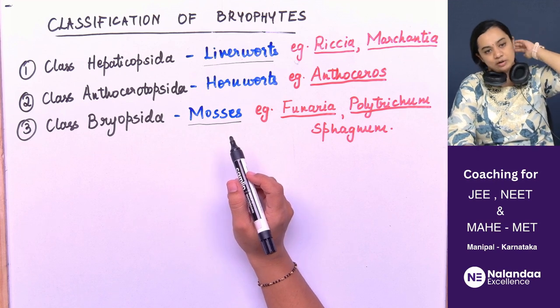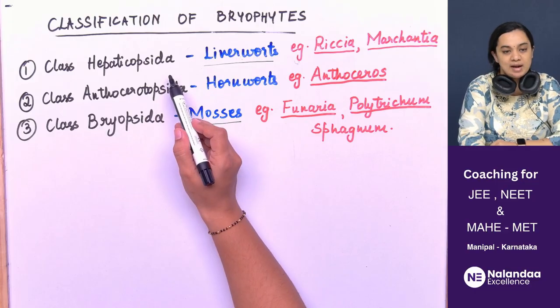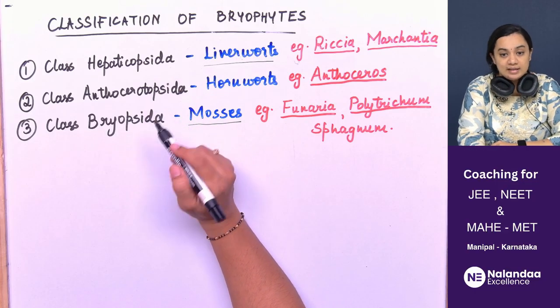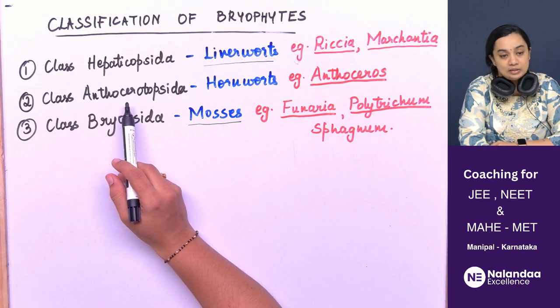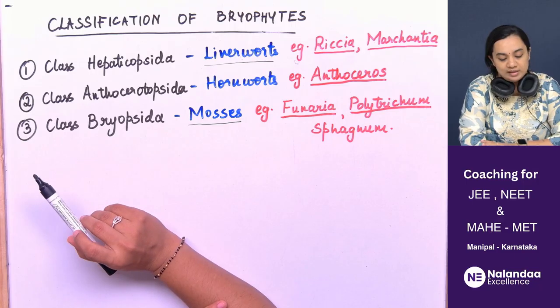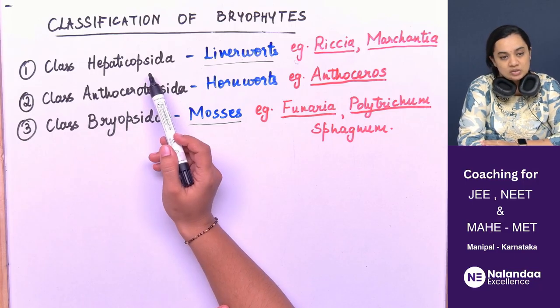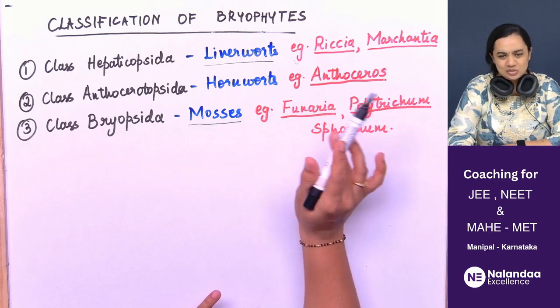The actual classification of bryophytes consists of three different classes. These are the technical names of them: class Hepaticopsida, class Anthoceratopsida, and class Bryopsida. Out of this, what we will be studying is only number 1 and 3. Number 2 is not included for you, so we'll skip that, but just know the name.